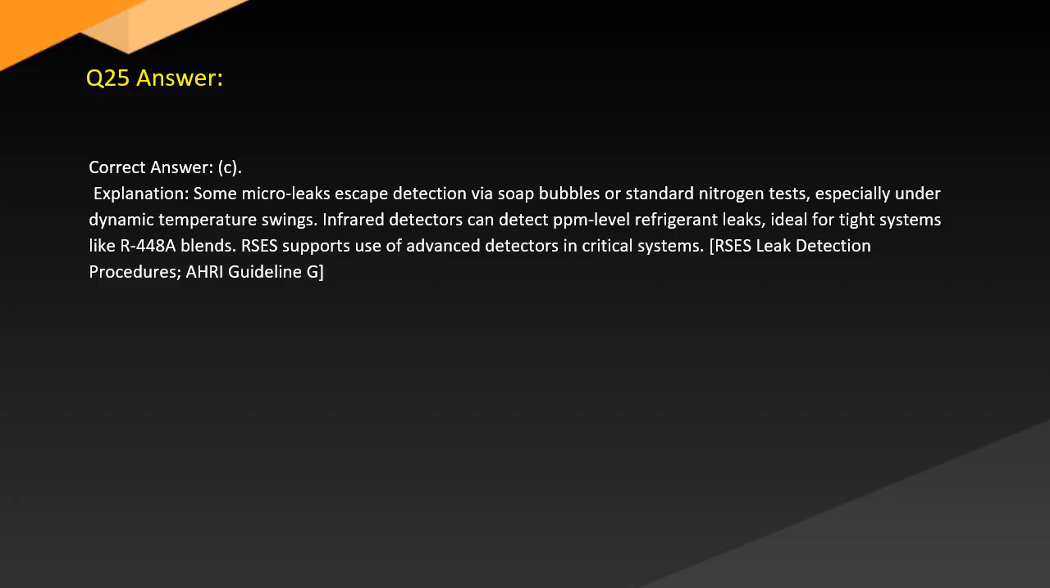Answer. Correct answer: C. Explanation. Microleaks escape detection via soap bubbles or standard nitrogen tests, especially under dynamic temperature swings. Infrared detectors can detect ppm-level refrigerant leaks, ideal for tight systems like R448 blends. RSES supports use of advanced detectors in critical systems. Assess leak detection procedures. RSES Guideline G.